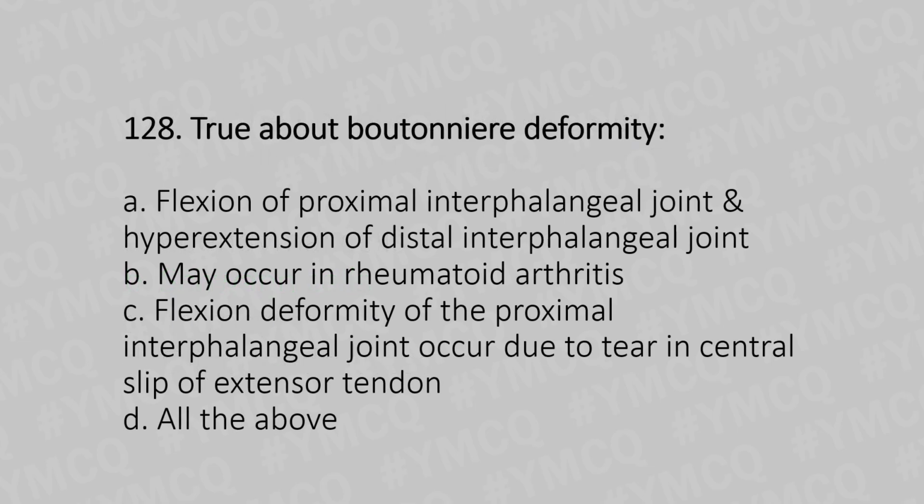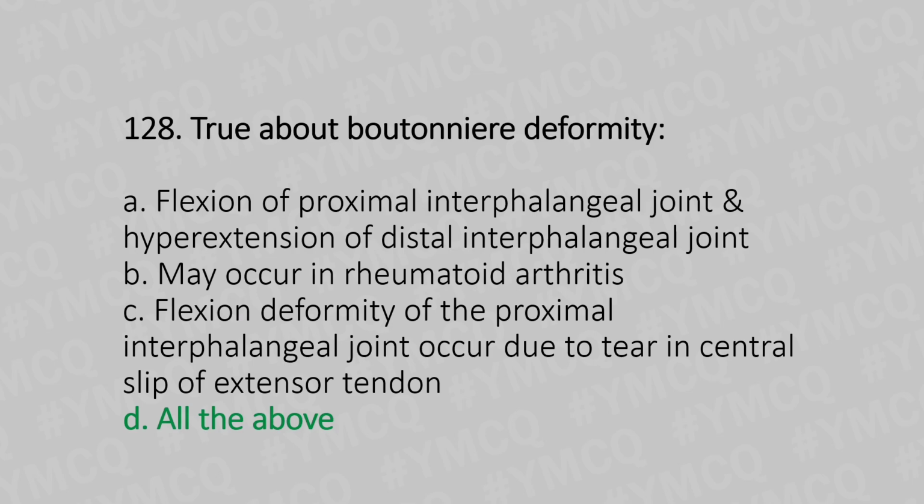Now let's move to question number 128. True about Boutonniere deformity: option A, flexion of the proximal interphalangeal joint and hyperextension of the distal interphalangeal joint. Option B, may occur in rheumatoid arthritis. Option C, flexion deformity of the proximal interphalangeal joint occurs due to the tear in the central slip of the extensor tendon. Option D, all of the above. And the answer is option D, all of the above.